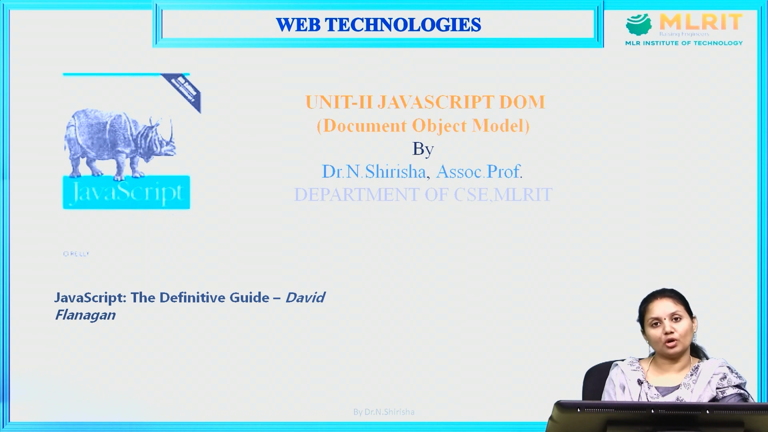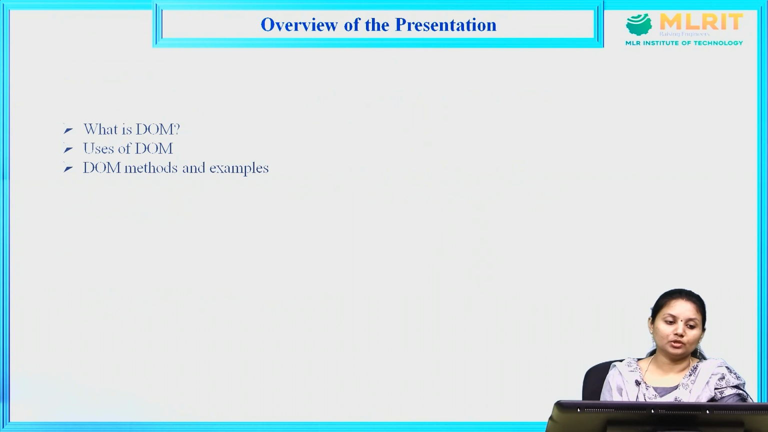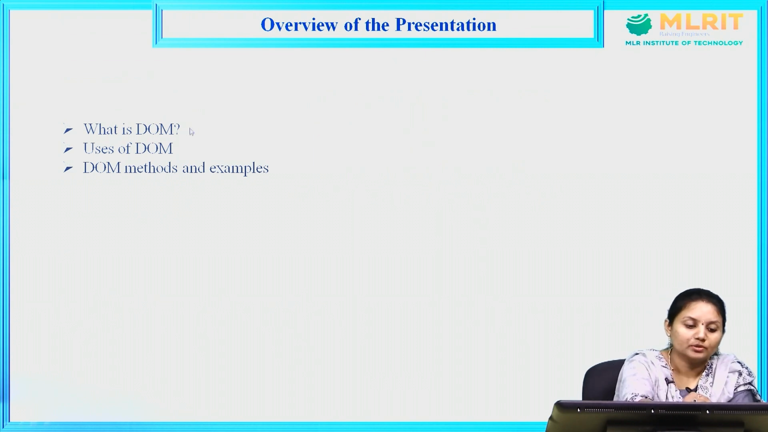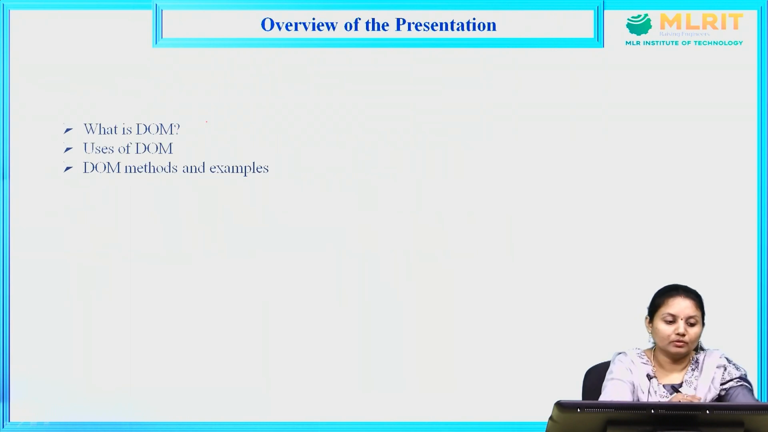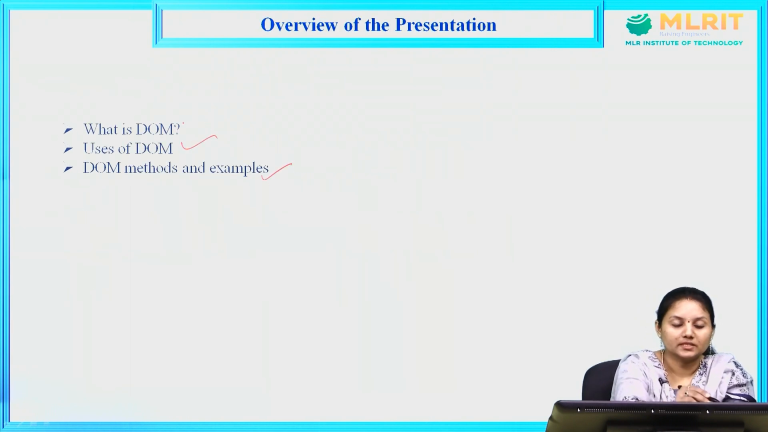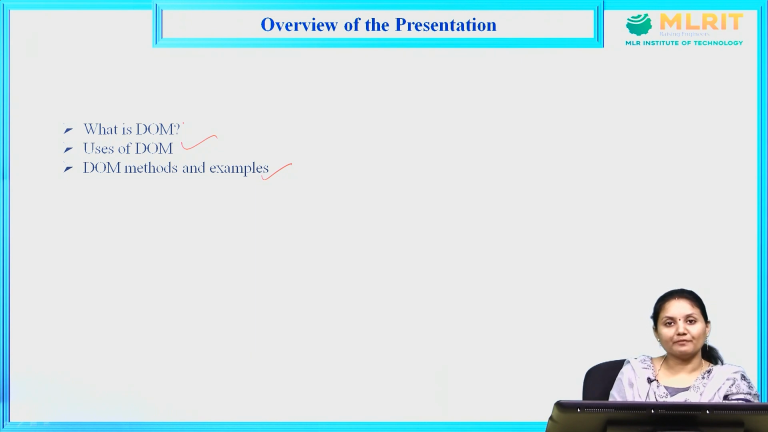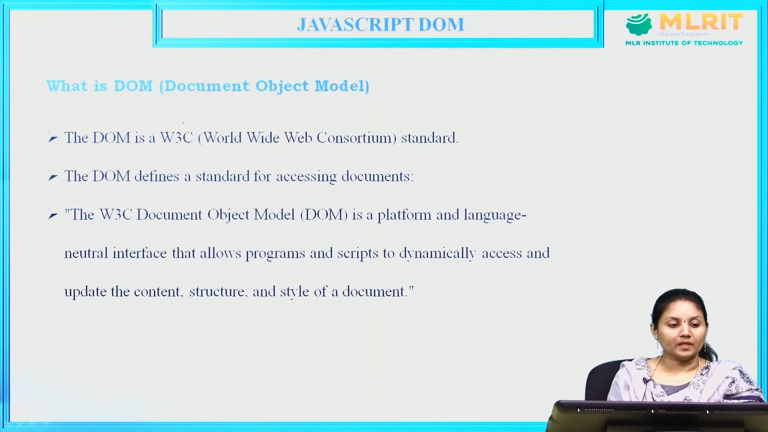In this session, we are going to see about JavaScript DOM. DOM is nothing but the document object model. In the previous session, we have seen how to use different JavaScript objects. Among the objects we have used, document.write is where we are using a DOM model. The overview of the presentation will be about what is DOM, uses of DOM, and also the DOM methods and examples. So, what are the methods that you have to use for using DOM, with the help of some examples.